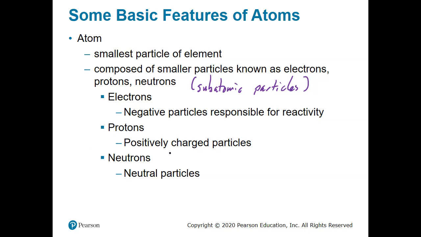In the protons, we are going to find positively charged particles. Those positively charged particles are responsible for the atom's identification. The difference between any two elements on the periodic table is all about how many protons are in its nucleus.